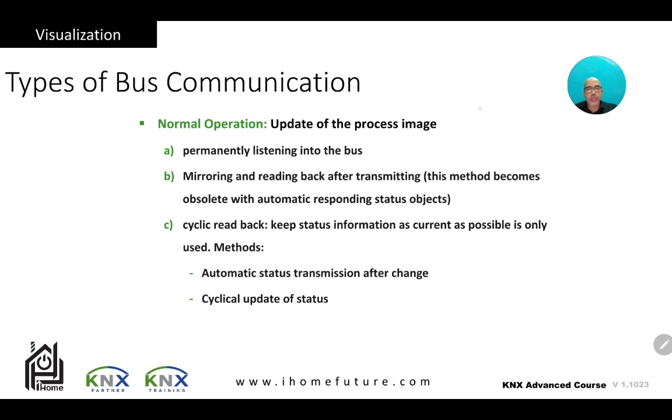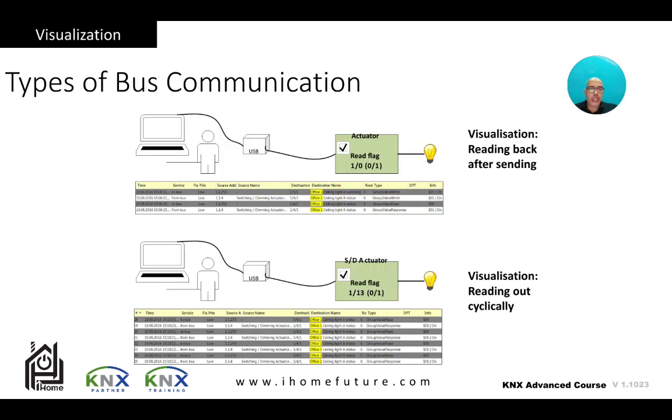So the visualization is listening to the bus for any updates I'm getting. If not, then I am sending a read request, getting the data and putting it in my system, and this I can do via a cyclical update of status. The device is sending the status updates, or the visualization is pulling the data in a cyclical way, like here. So here I got the data using the read flag.